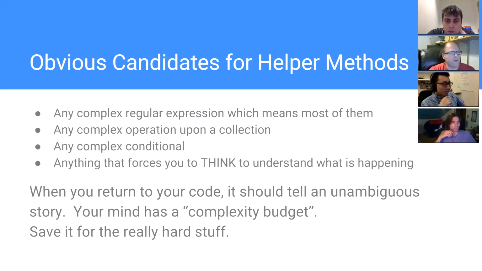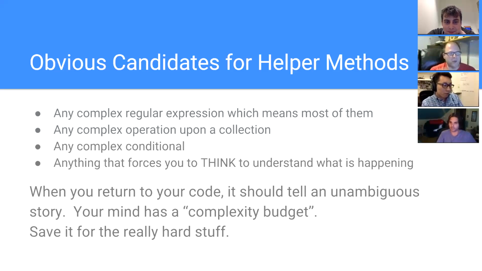So I would write a helper method for almost any regular expression, because it's not so obvious right away what they're doing. Any kind of complex operation on a collection, any kind of complex conditional, and basically anything that makes you think, I'm ready to write a helper method, because in your mind, you have a certain budget, a certain space. I know it's different for all of us, and maybe some of y'all have a huge desk in your mind where you can lay out all these things in your code. But for most of us, it's not that big.